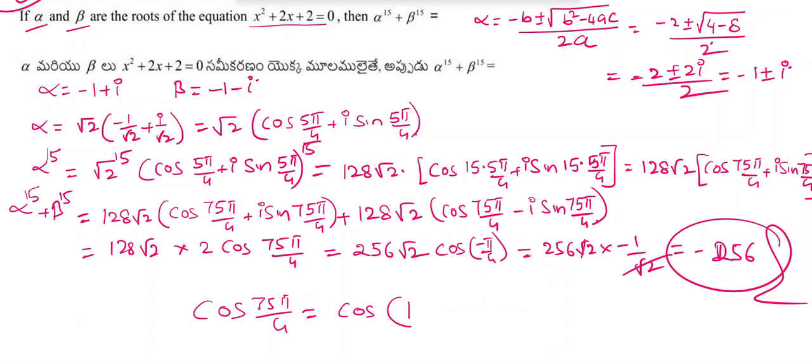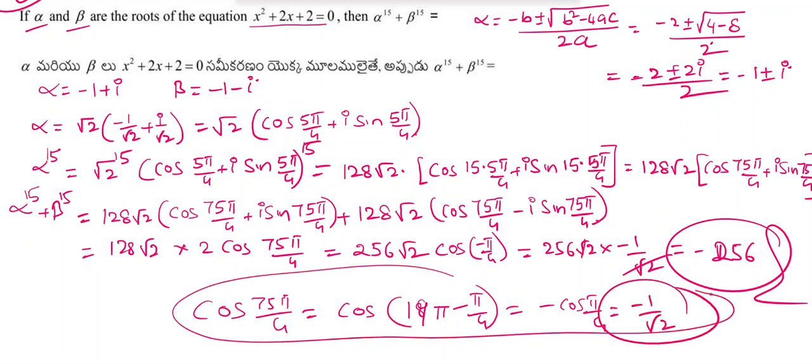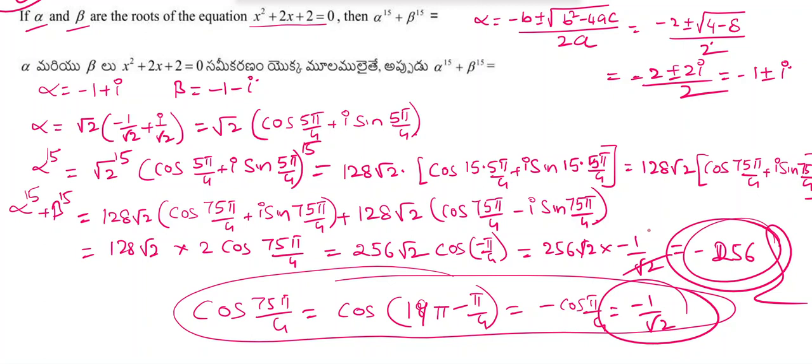Cos 75 pi by 4 is written as cos of 19 pi minus pi by 4. Cos of 19 pi minus pi by 4, that is cos pi minus pi by 4. This is minus cos pi by 4. This value is minus 1 by root 2. This is the value of cos 75 pi by 4. For this, alpha power 15 plus beta power 15 value is minus 256. That is the final answer.